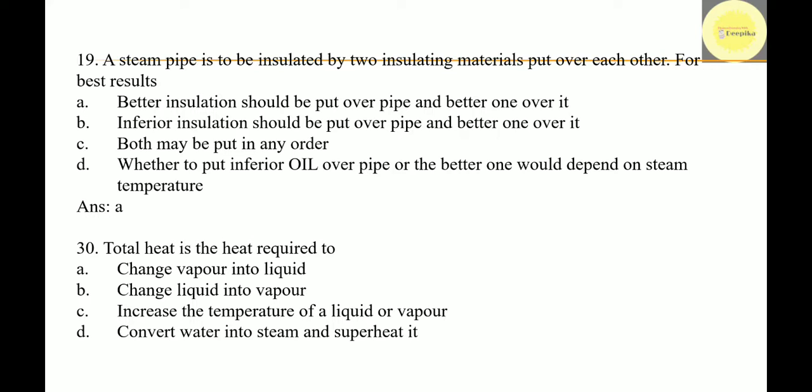Next question is, total heat is the heat required to, option A, change vapor into liquid. Option B, change liquid into vapor. Option C, increase the temperature of a liquid or vapor. Option D, convert water into the steam and superheat it. So the correct answer is D, that is convert water into the steam and superheat it.